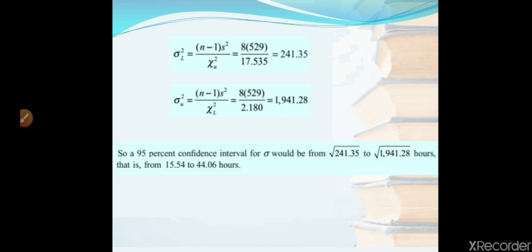So sigma square L would be n minus 1 s square upon chi-square U, because chi-square is in the denominator, so that's why the upper value will come for the lower interval. So we have got that as 241.35, and sigma square U is equal to n minus 1 s square upon chi-square L, and that comes out to be 1941.28. So this is for variance, but he wants to estimate the confidence interval for standard deviation. So we will take the square root of these two values. So the interval is 15.54 to 14.06 hours.